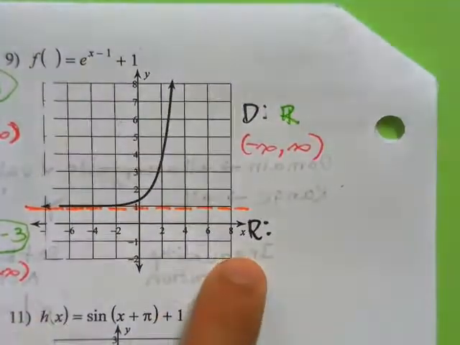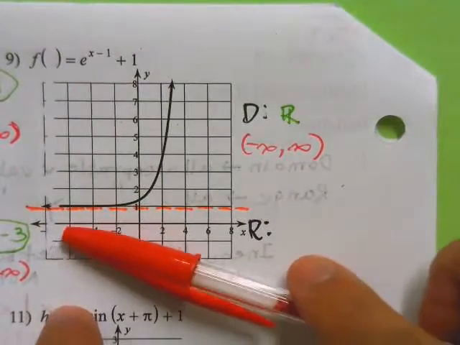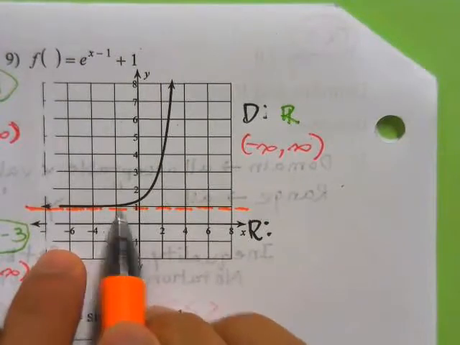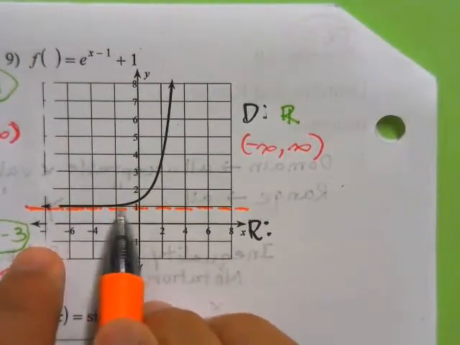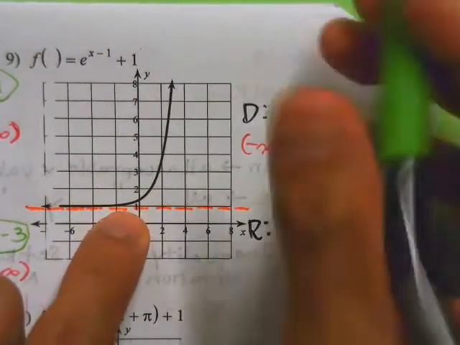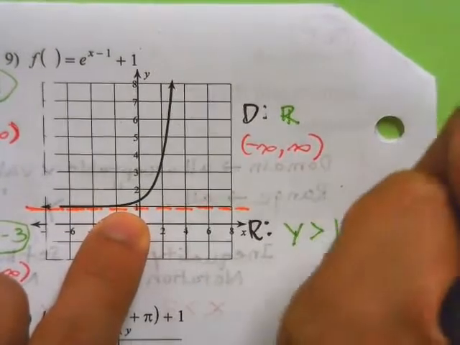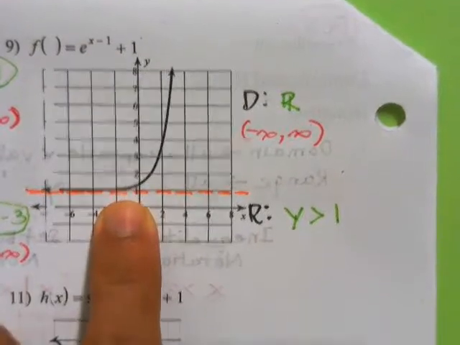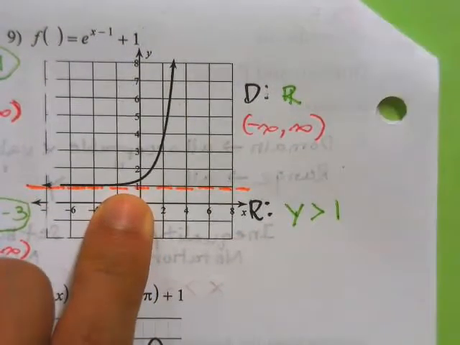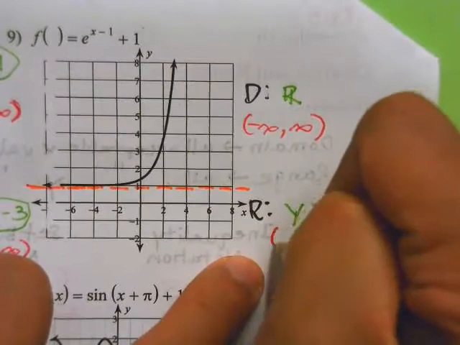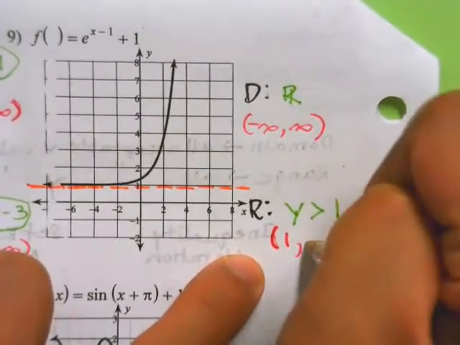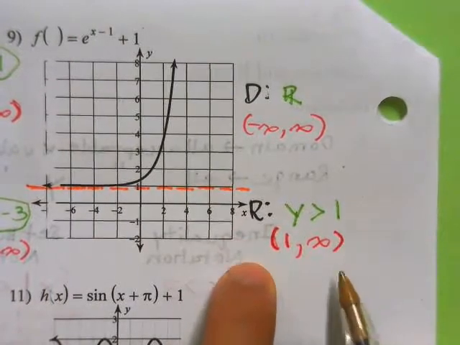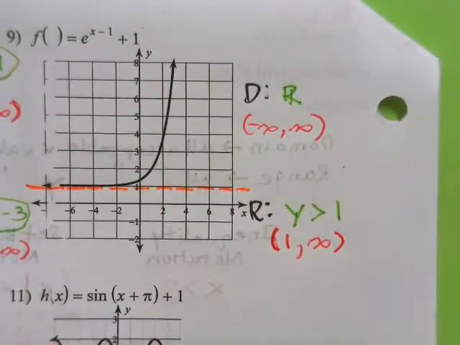But there is a restriction for your range because there's nothing below this asymptote. I know it looks like it's touching y equals 1, but this graph does not touch it because of this asymptote. And since everything is above it, y is greater than 1. So be careful, we're not including the 1 because of the asymptote. Now to write this, because 1 is your lowest number, we're not going to use brackets for interval notation for number 9. So 1 comma infinity, both unbounded with the parentheses.